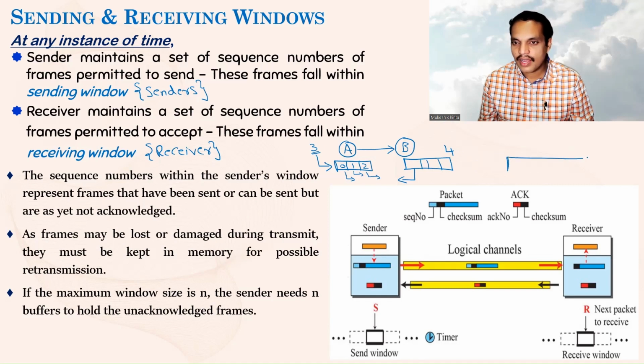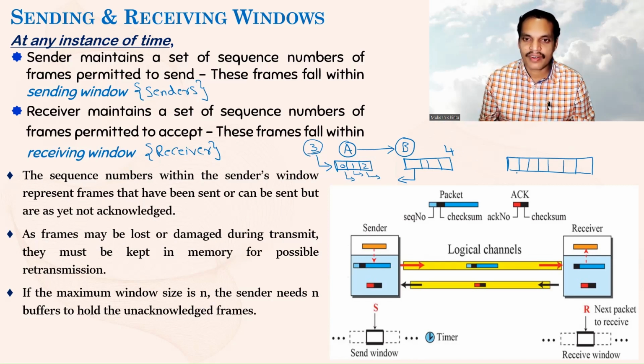If it is 7, I need 7 buffers to place the frames. 1, 2, 3, 4, 5, 6, and 7. So here the sender's window pertains to the buffer size at the sender. What do you mean by buffer size? The buffer size relates to how many frames the sender can hold in memory to send or waiting to be acknowledged. That is called your sender's window.